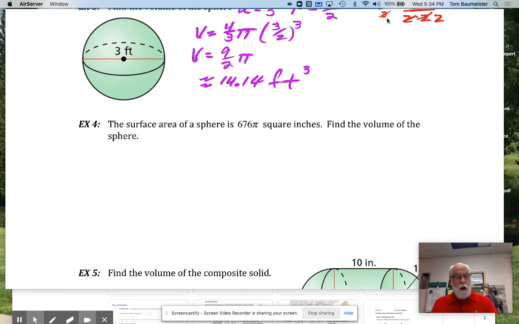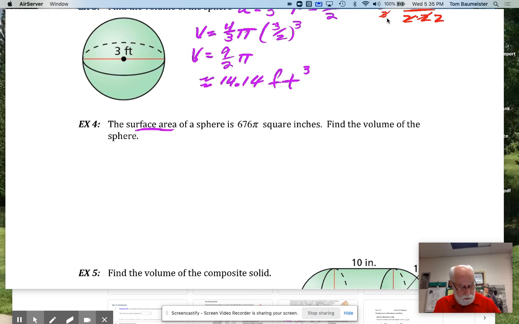Okay. The next one is the surface area of a sphere is 676 pi square inches. Find the volume of the sphere. Well, the volume only uses radius, so we're going to have to find the radius here again. So our volume is 4/3 pi r squared. Excuse me. Here, let me fix that. I'm sorry. Because it said the surface area.